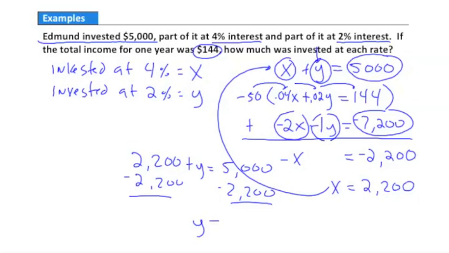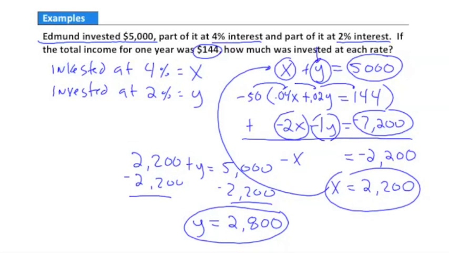And I'll see that then, when I do that subtraction, I get 2,800. And so there are my two answers. Invested at 4% is 2,200. Invested at 2% is 2,800.